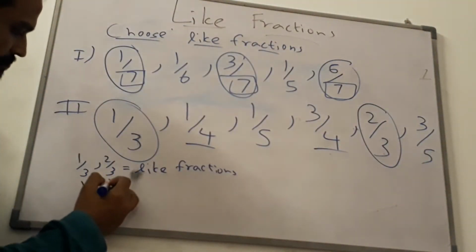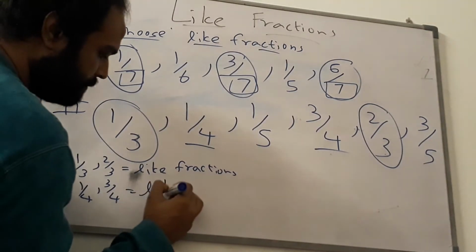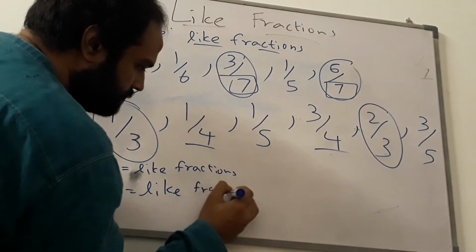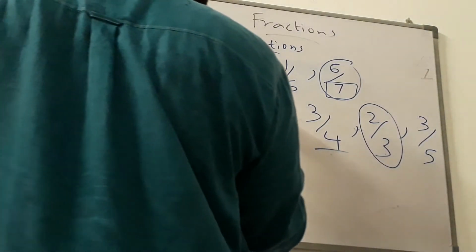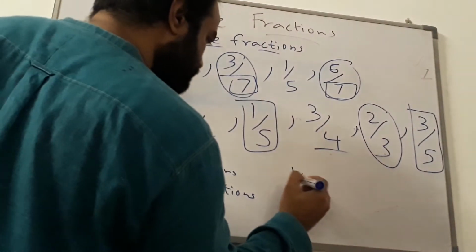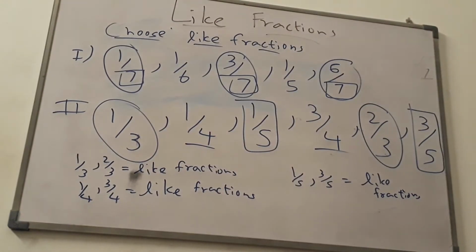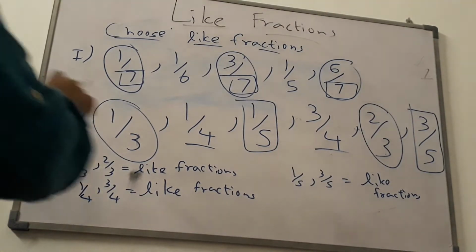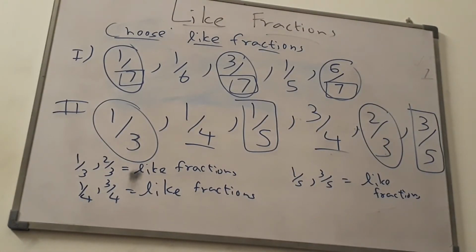Same as 1/4 and 3/4 are like fractions with the same denominator 4. Same as 1/5 and 3/5 are also like fractions with the same denominator 5. Okay, so these are like fractions, these are like fractions, these are like fractions.